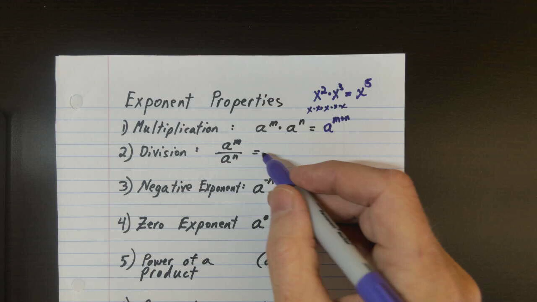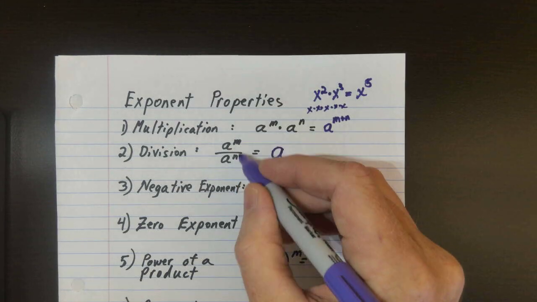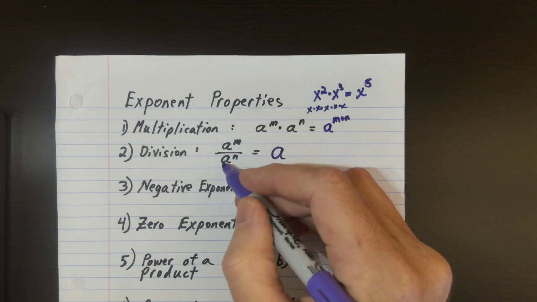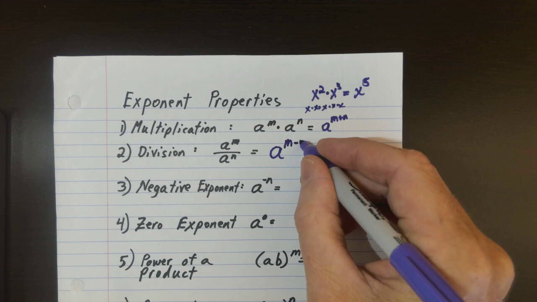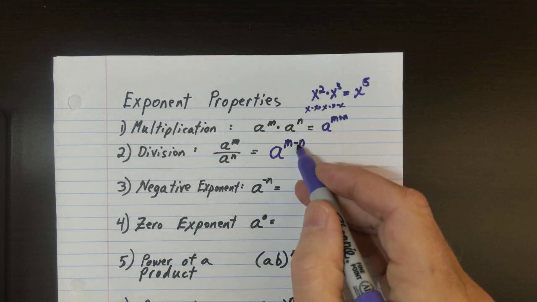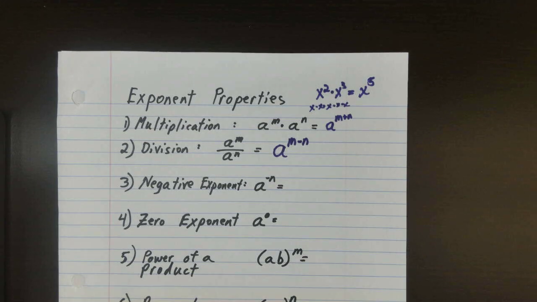And then division, a to the power of m divided by a to the power of n. The bases are the same. The exponents you subtract, the numerator exponent minus the denominator exponent. So that's a to the power of m minus n.